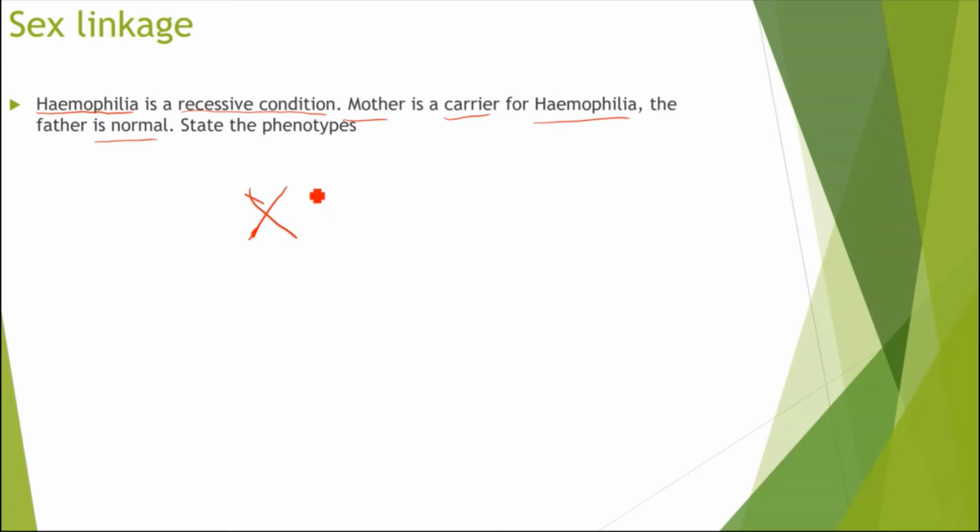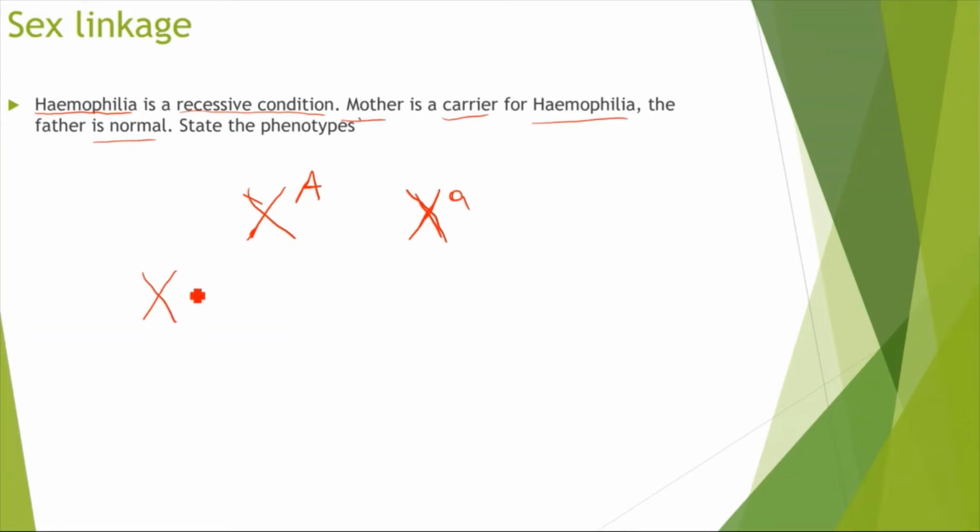In this case, because she's a carrier, I can say that would be capital A, and that can be lowercase a. It's not really told me which letter I can use, so I can just use any I would like. So I've chosen an A for this case. So I've got capital A and a lowercase a because the mother is a carrier, and now because the father is normal, that must mean that he will not have a lowercase a. So it must be X with an uppercase A and a Y which does not have anything on it.